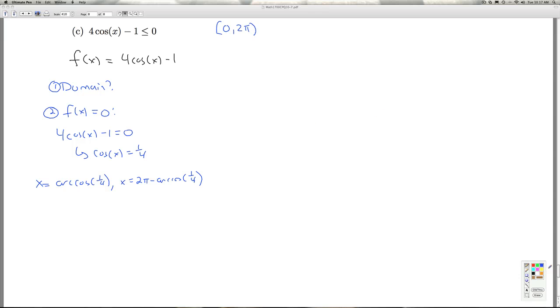Okay, so I'm going to go up there and put them on the sign diagram. Once again, I start at 0. I go over but do not include the 2 pi. And I'm going to put these values on there. So arc cosine of a quarter, and then 2 pi minus arc cosine of a quarter. And at both of these values, the function is 0.